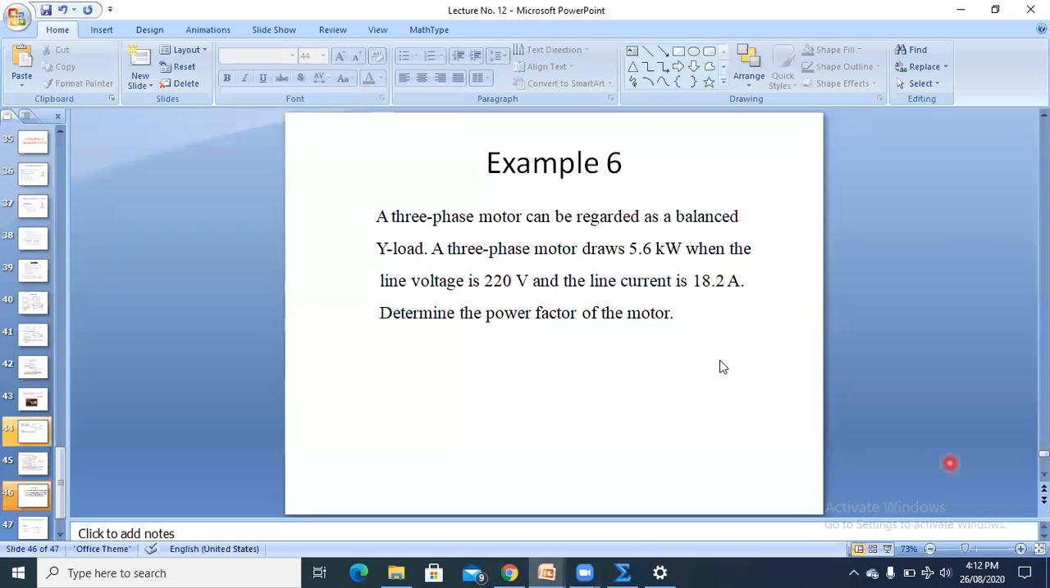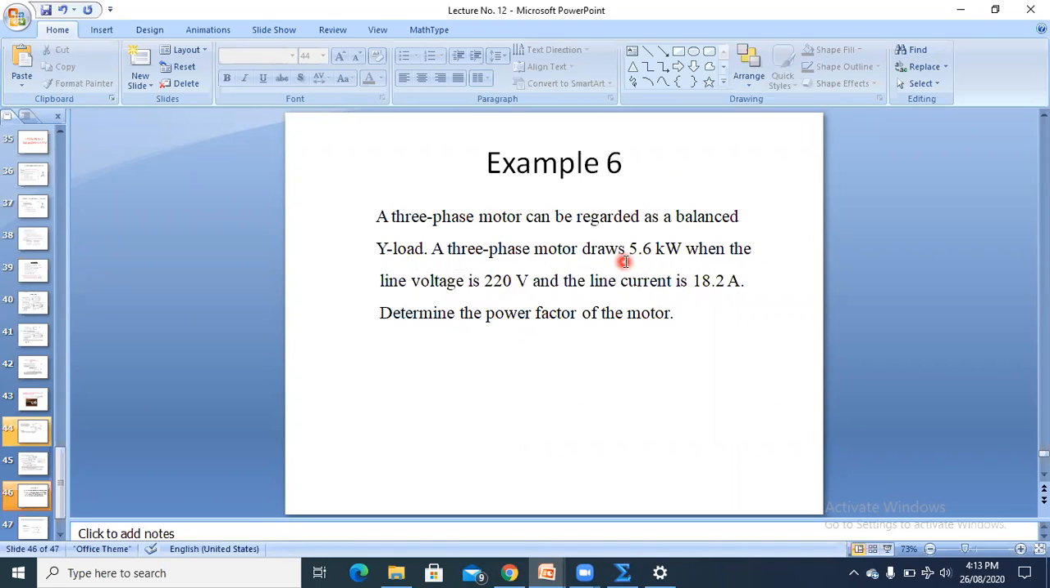Now we have another example in which we have a three-phase motor. So this three-phase motor has a balanced Y load, and that motor draws that much real power when the line voltage is this and the line current is this, and we have to find the power factor of the motor. So that problem is very simple.